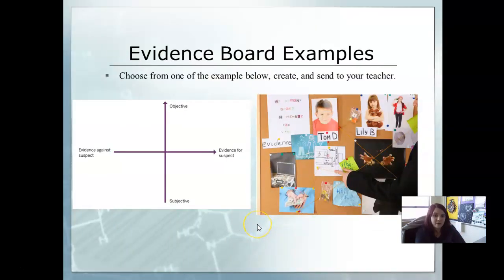This is kind of what an evidence board example might look like. You've probably seen it in movies similar to this, where it looks like strings are connected everywhere. So you're going to choose how you want to do it, and you're going to send it to your teacher. You're going to break it up by objective and subjective. Remember, we want facts, so you're going to find things that are subjective, so through Amy's perspective, and objective, those are the facts. You're going to have evidence for your suspect and evidence against your suspects. So what shows that they are the culprit, what shows that they're not the culprit.